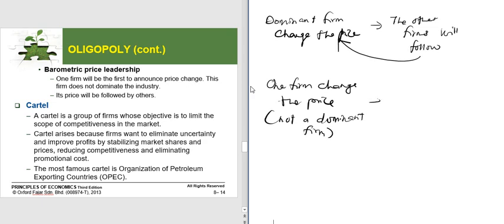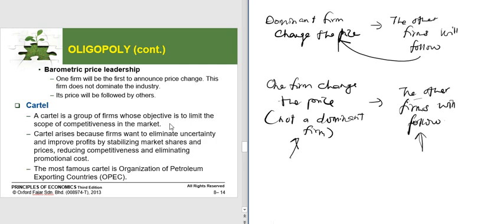Okay, and what will happen is the other firms will also change their price. They will follow what this firm is doing. This is because, like what I have explained just now, they don't want to lose the market share. If they keep their price at the original price, what will happen is the customers will run to this firm only, and they will lose the market share. So that is barometric price leadership.